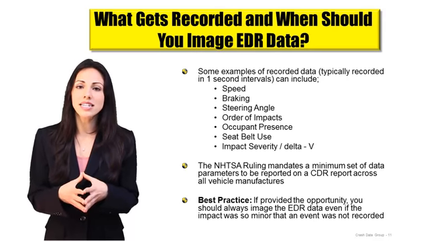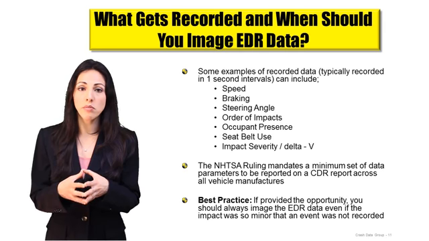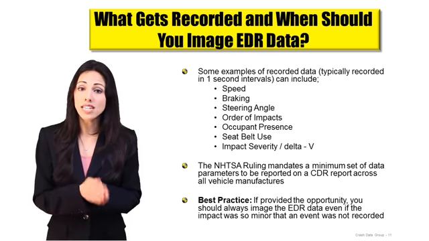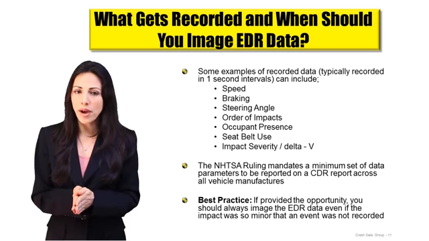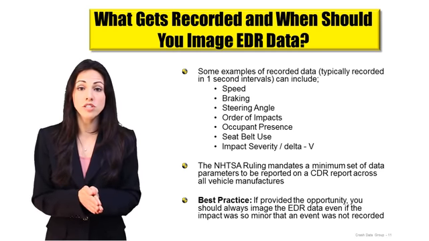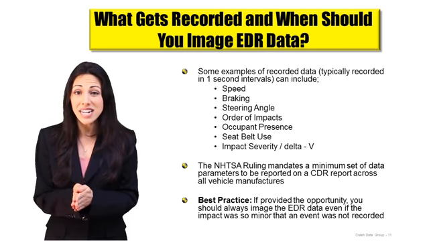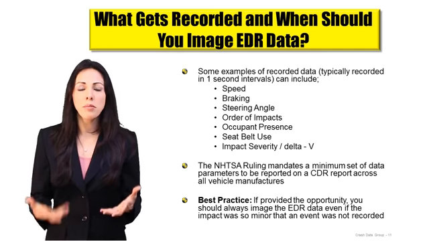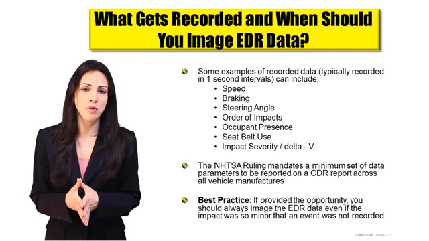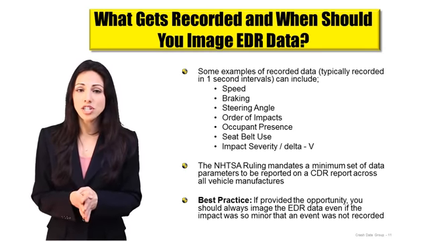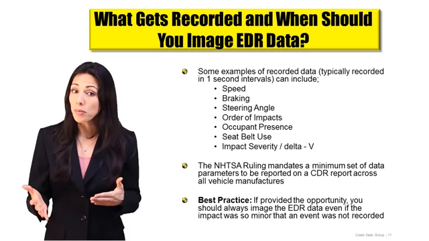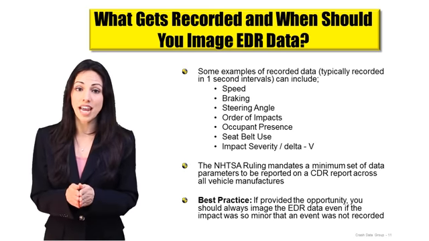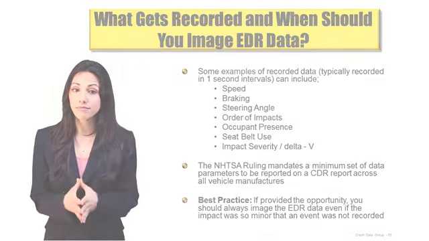The NHTSA ruling mandates a minimum set of data parameters to be reported on a CDR report across all vehicle manufacturers. Once the vehicle is imaged, you will have a physical, non-biased representation of what the vehicle operation was for 2.5 seconds up to 6 minutes prior to the impact. A recommended best practice is to develop a plan to image and preserve crash data when appropriate. When the vehicle data is imaged using the CDR tool and used properly, it leads to a solid liability decision and helps validate the accident investigation, creating a defensible case.